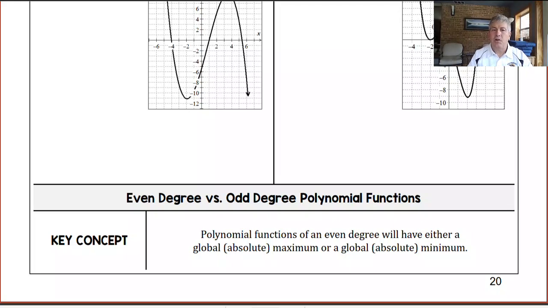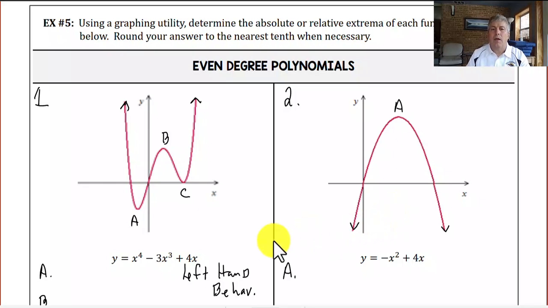Welcome back. The objective of this video is to investigate even degree and odd degree polynomial functions, and we will also take a look and introduce end behavior of polynomial functions. Here in example 5, in problems 1 and 2, we have two even degree polynomials. In number 1, we have a fourth degree polynomial. 4 is even, so that is an even degree polynomial. And in 2, we have a quadratic, or a second degree, also another even degree polynomial.